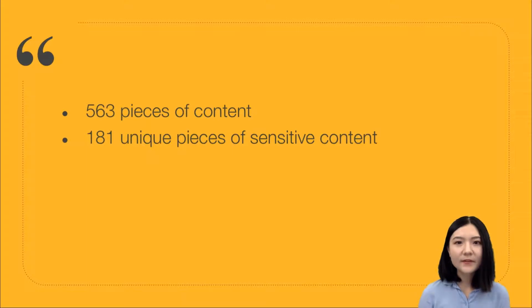Here's a summary of Study 1. We ended up with a total of 563 pieces of content and 181 unique pieces of sensitive content. Unique here means that they are not repetitive. But 181 is still too big to be useful to designers. So in the next study, we conducted card sorting studies to group the content into categories.